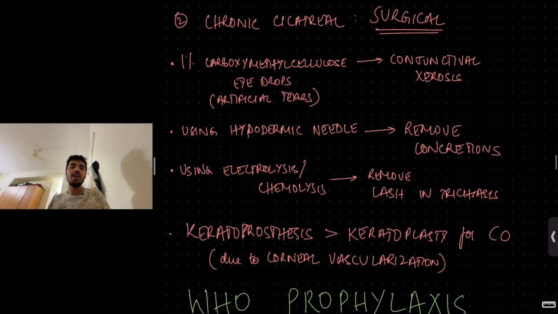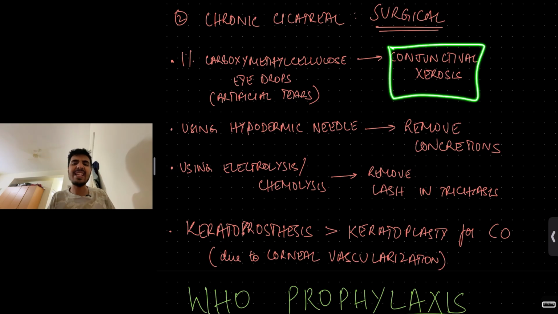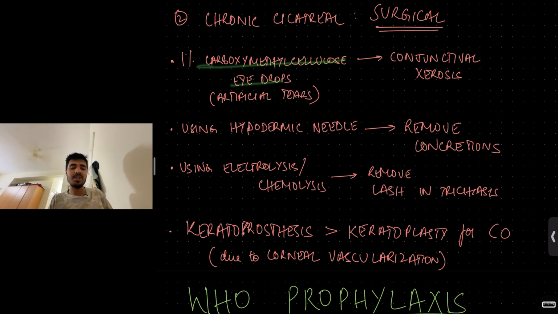Chronic cicatricial trachoma, antibiotics are useless. You have to go for surgical intervention. For conjunctival xerosis, that is dryness, you can give 1% carboxymethyl cellulose eye drops, which are nothing but artificial tears. They act like lubricant. Then, the concretions you can remove using a hypodermic needle. The trichiasis eyelash, you can do electroepilation, chemoepilation, etc. to remove the eyelash surgically.